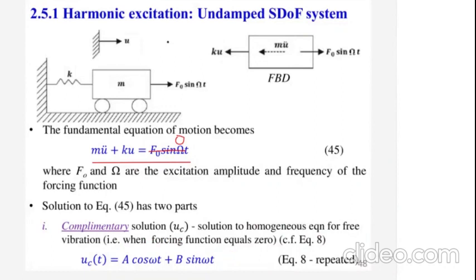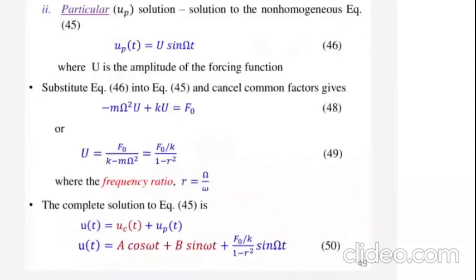The second part is when we do not equate this to zero. So for the full solution, we have what we call the particular solution.